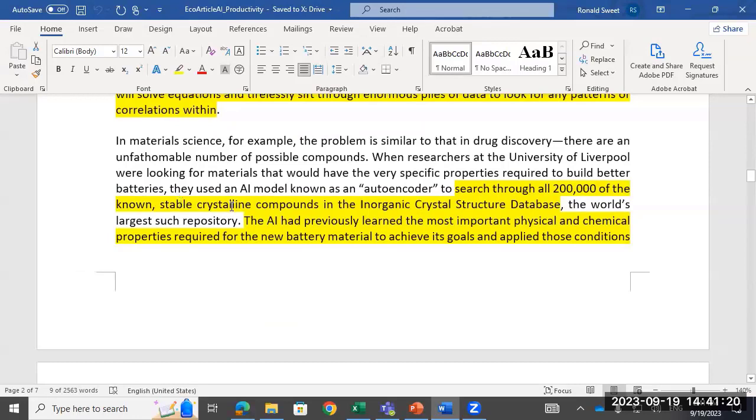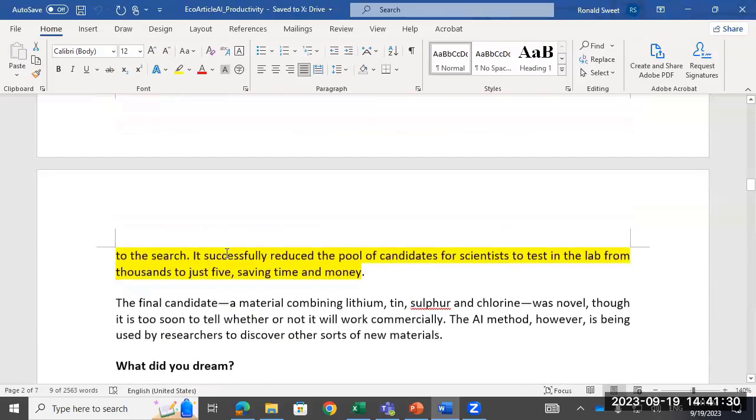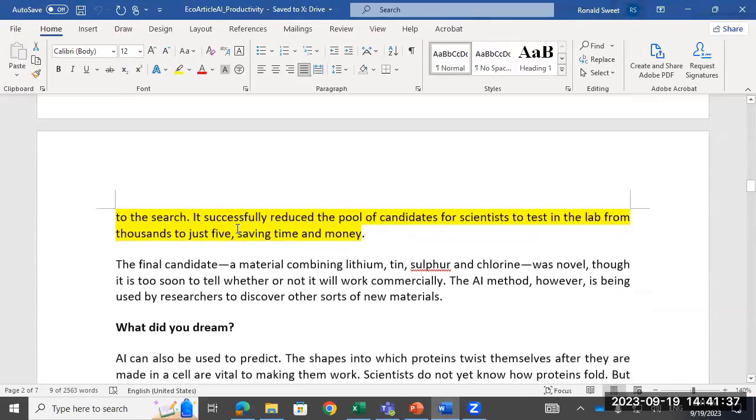So it's a superhuman research assistant, tirelessly sifting through numerous piles of data to look for patterns, searching through 200,000 of the known stable compounds. The AI had previously learned the most important physical and chemical properties required for a new battery material to achieve its goal and applied those conditions to the search. It successfully reduced the pool of candidates for scientists to test in the lab from thousands to just 5. Does that sound like productivity, saving time and money? That's what productivity is.